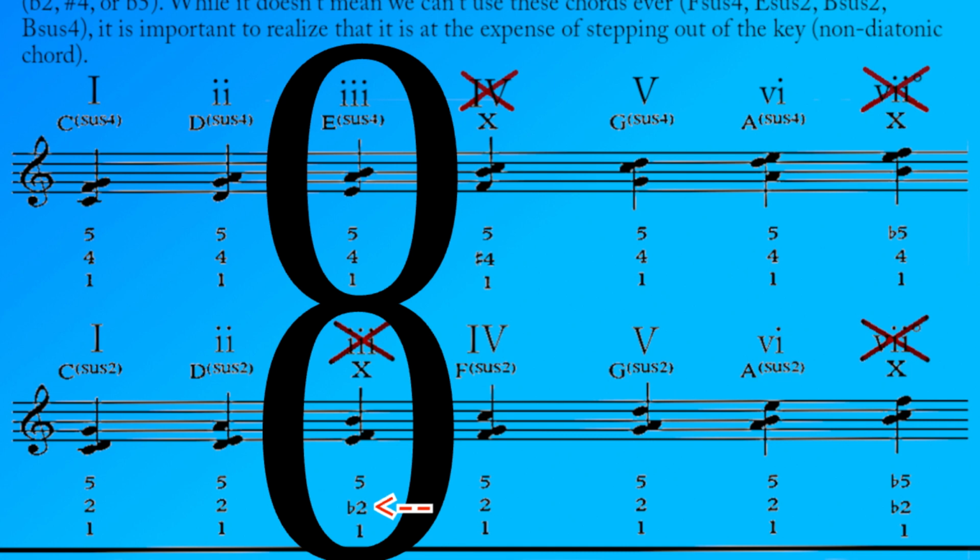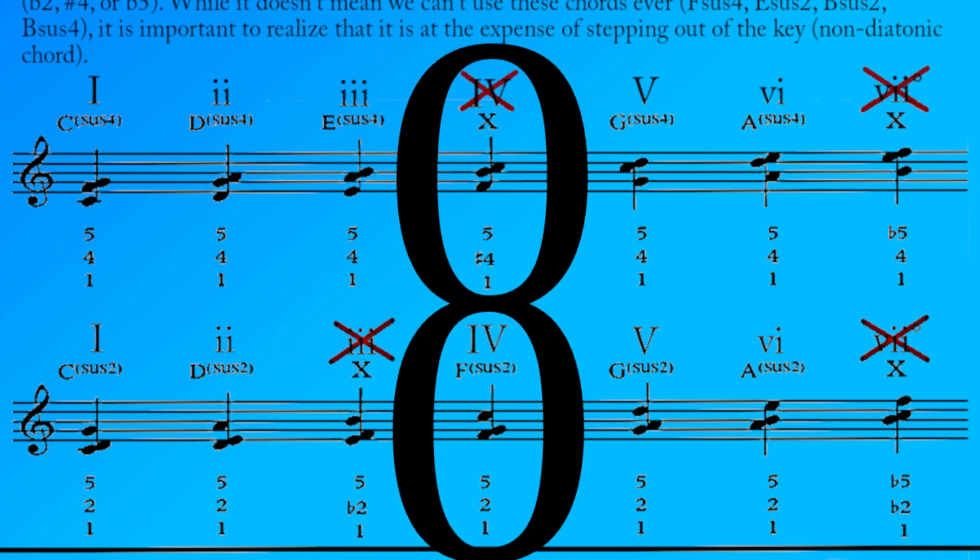And this flat 2 stops us from being able to play a sus2, so we can only play a sus4 on the third degree of any major scale and remain in key. Alternatively, on the fourth chord, we have a sharp 4, so we can't play the sus4, but we have a natural 2, so we can play a sus2 on the 4th degree.